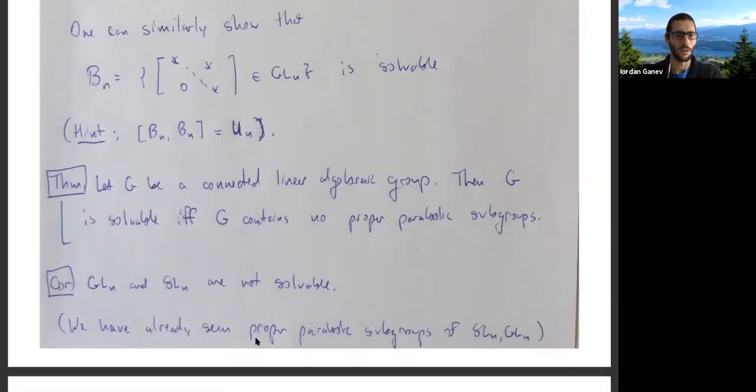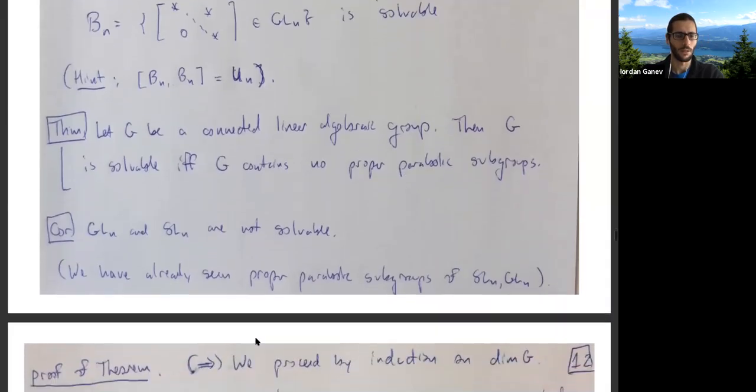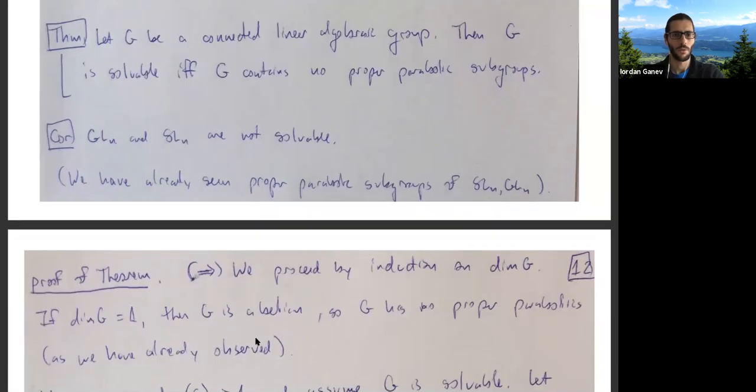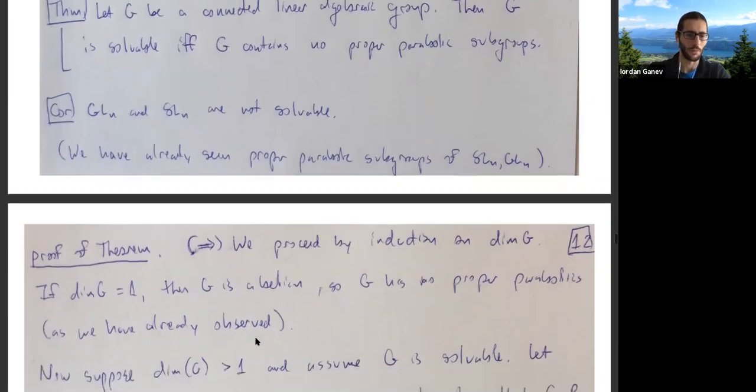Okay, so let's see how the proof of the theorem works. First of all, let's prove that if G is solvable, then it contains no proper parabolic subgroups. And we do this by induction on the dimension of G. If the dimension of G is 1, then we know that G is in fact abelian. We argued that previously. So that means that G has no proper parabolic subgroups, as we already observed.